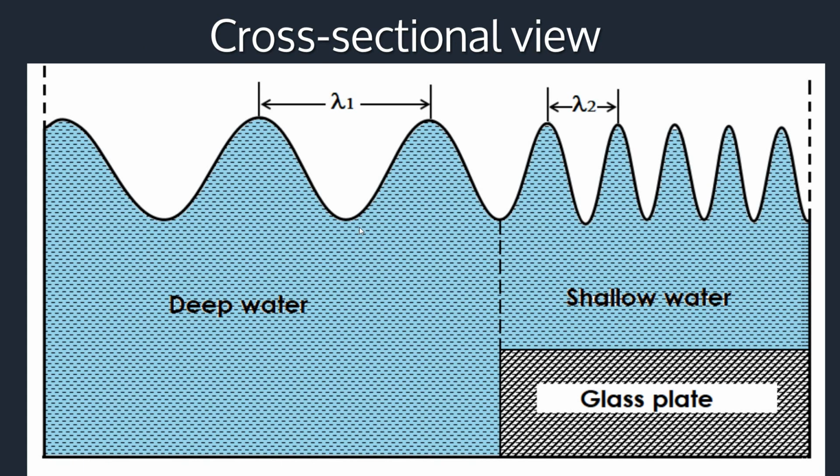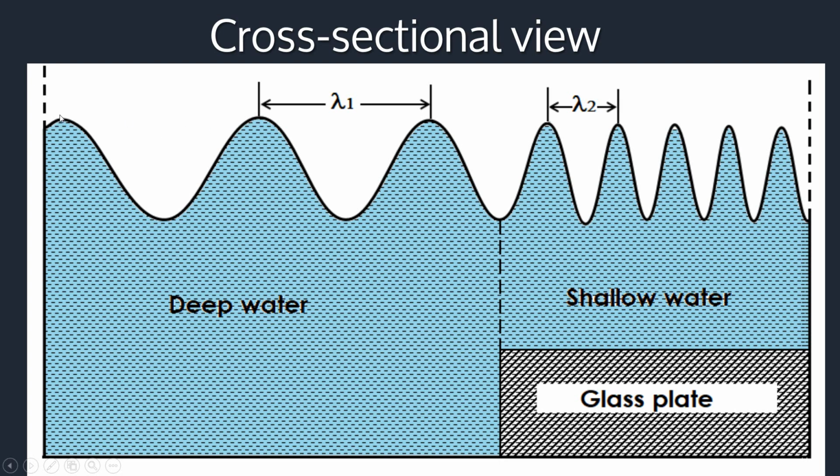I've explained everything. So let's look at the cross-sectional view. This side we have the deep water, which is the less dense medium. And then here we have the shallow water. I told you, just put a glass plate here to create this region. This is shallower than here. So look at the wavefronts here. Sorry, look at the wavelength.